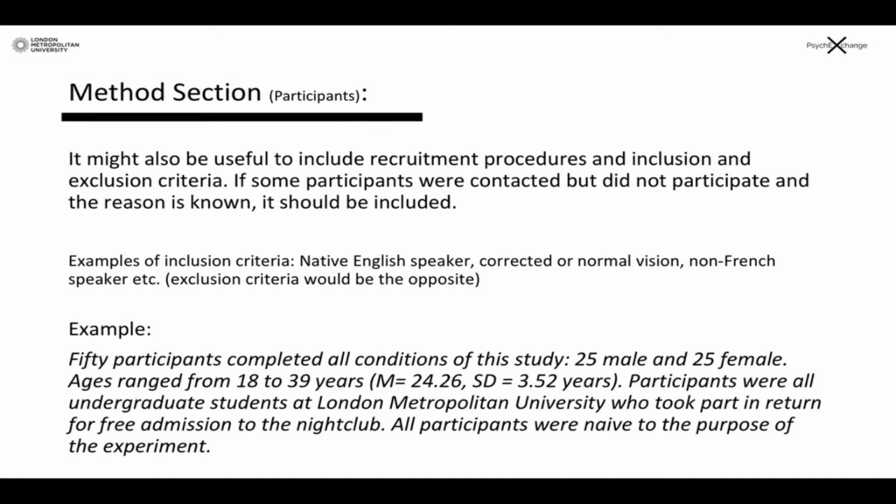Again, this is a very generic participant section, and it does not include the sampling method or the inclusion or exclusion criteria. Your textbook should include details on sampling methods. Please refresh your memory on this before writing this section.